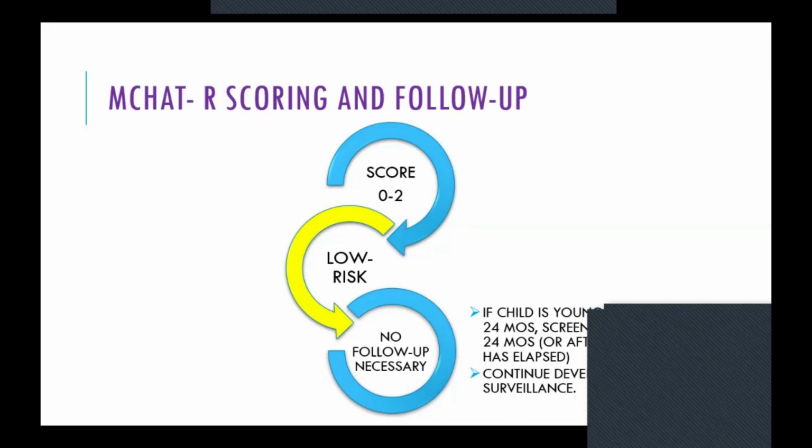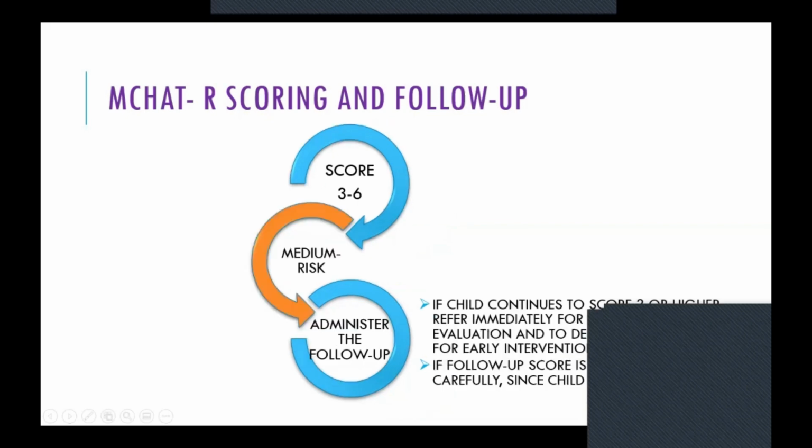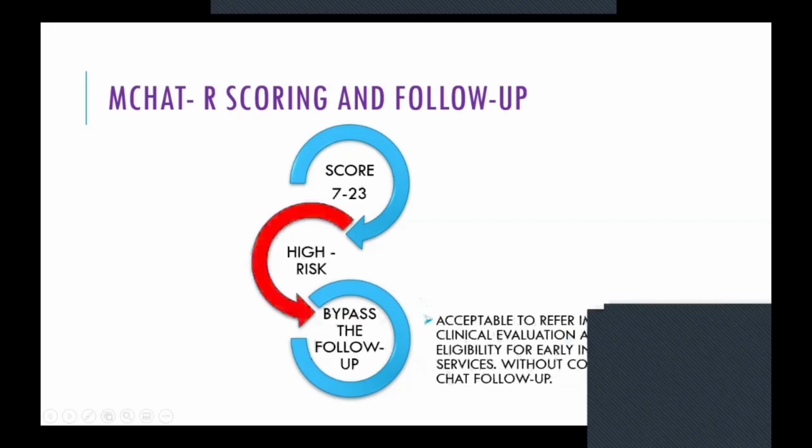So technically no follow-up is necessary, and they're considered a low risk, but those high key answers, I would say follow back up on, whether they're true positives or false positives. I would just follow up on those particular ones. And then the 3 to 6 fails is considered medium risk and definitely want to have a follow-up for all those questions.